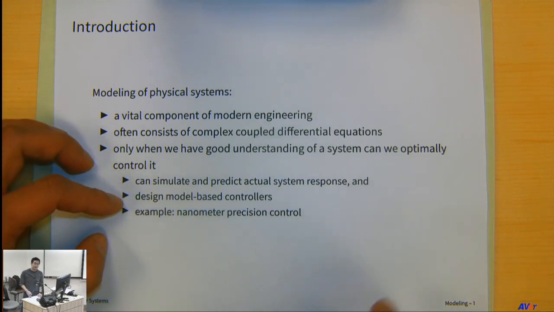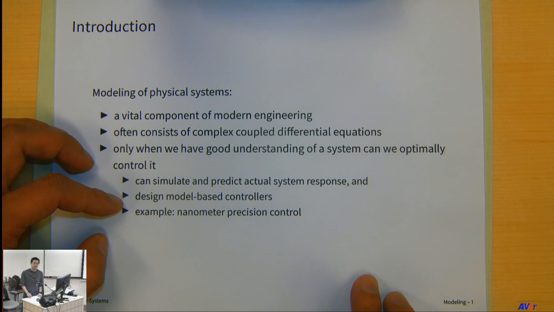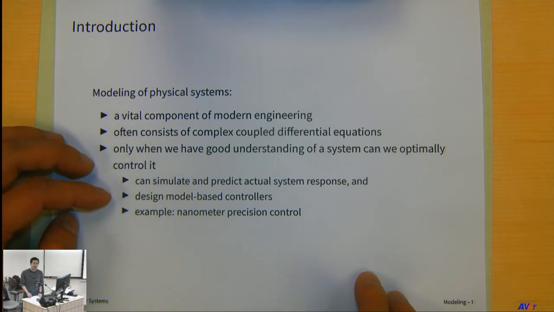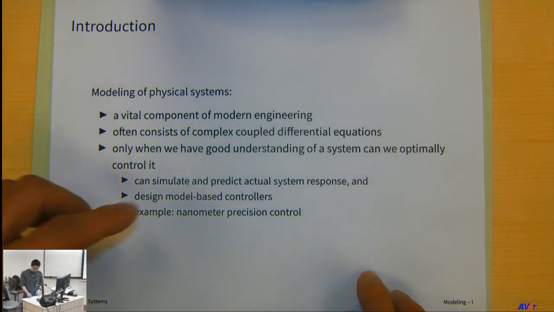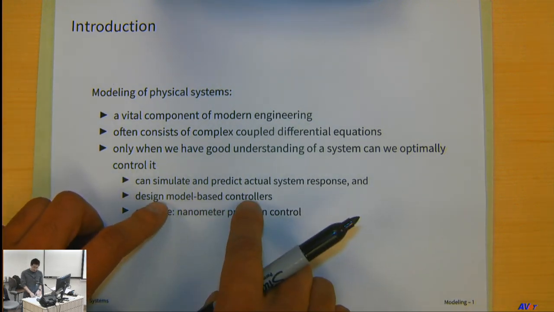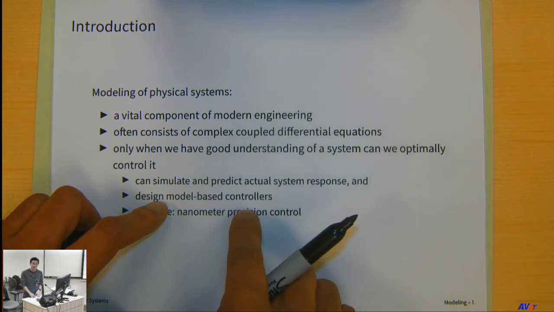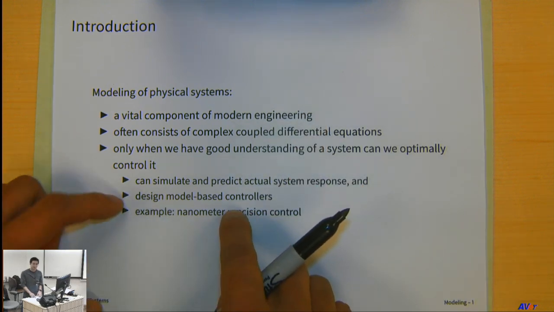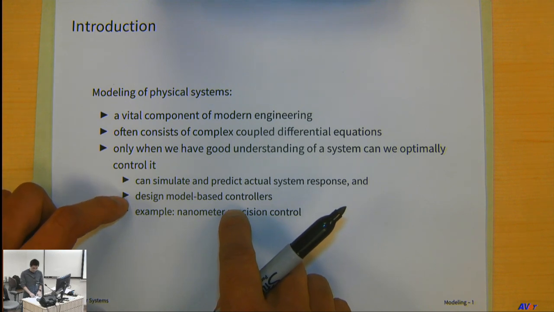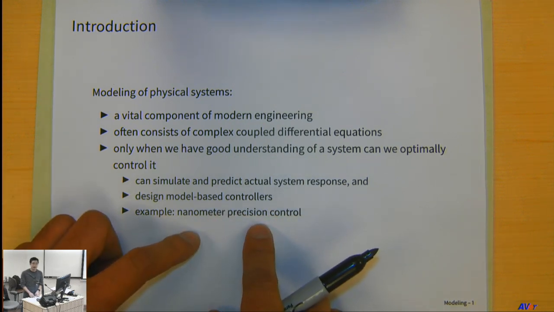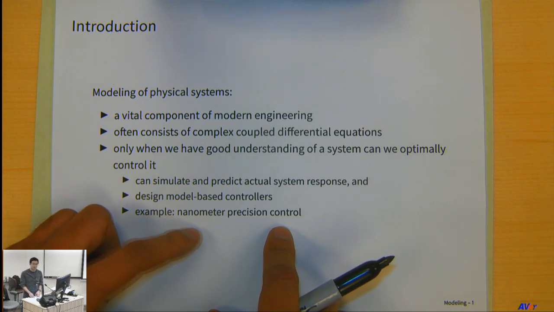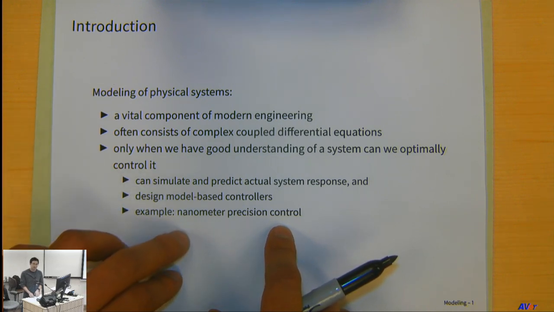A lot of the controllers that we deal with rely on models. They're not just a simple PID, where I can just tune P gain, I gain, D gain. But instead, these controllers will have parameters of these models built inside directly. That's how we achieve precision and superb performance in many applications. I talked about nanometer scale precision control already. All those examples that I deal with involve models of the system at different scales, right?